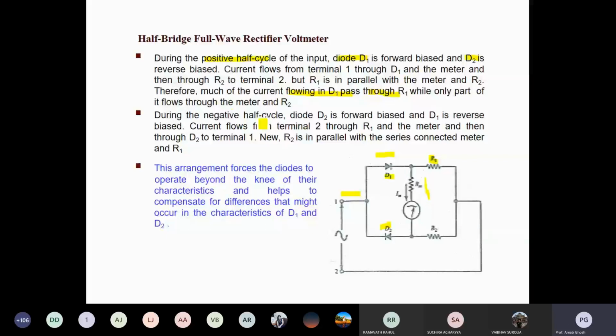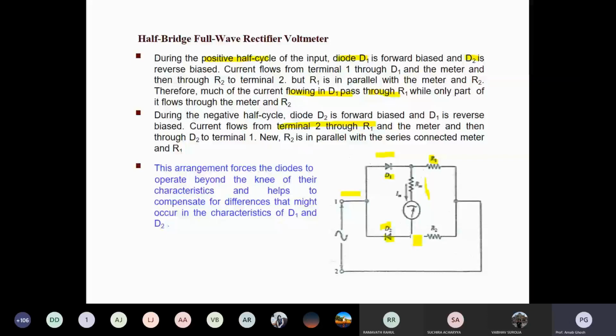During the negative half cycle, the diode D2 will be forward biased, so current will be passing this way. The current will pass through D2 forward biased and D1 will be reverse biased, current flowing to terminal 2 through R1. Then through the R1 and the meter, then through D2 and terminal 1. Another will be D2 to terminal 1. Simple thing.